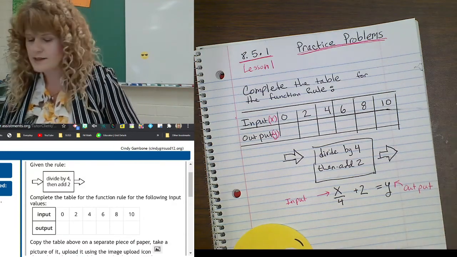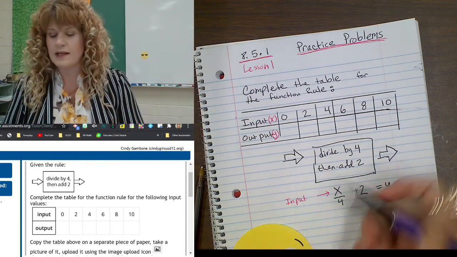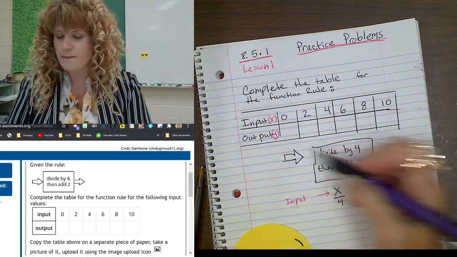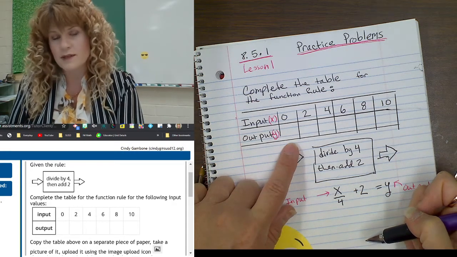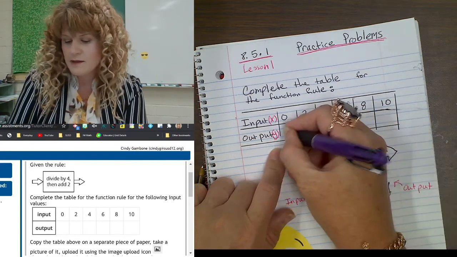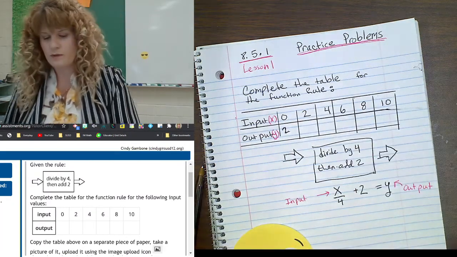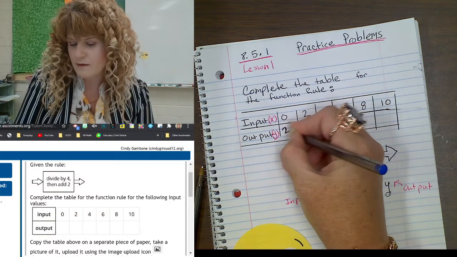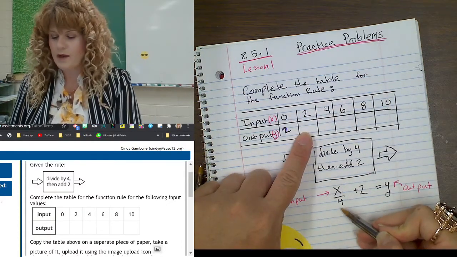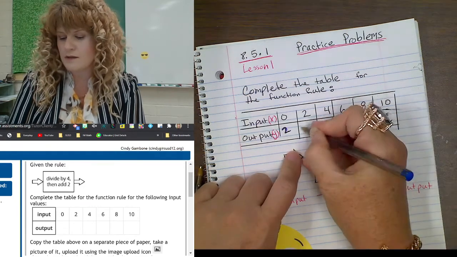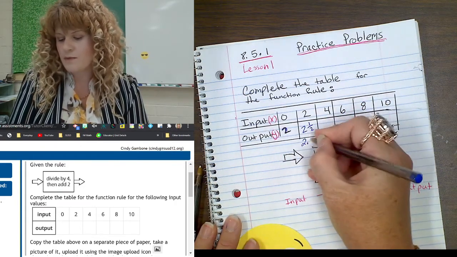Okay, I'll go through these a little quickly and you can check your answers with me. So I hope you've already done it and you're just checking your answers. If the input is 0, then 0 divided by 4 is 0 and we add 2. So that's positive 2. The answer is 2. Wait, I want to use my blue pen. If the input is 2, 2 divided by 4 is 1/2 plus 2. That's 2 and 1/2. Or you can write 2.5.